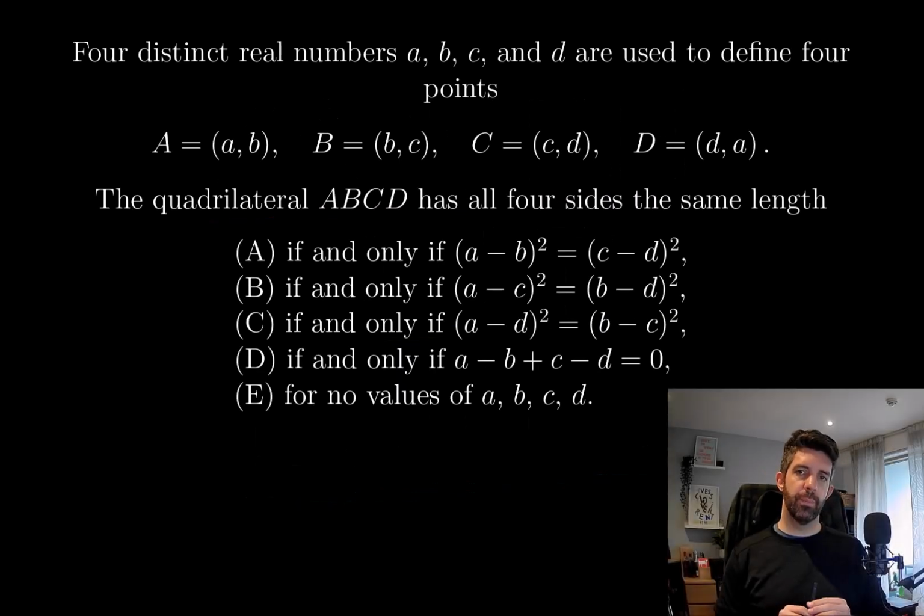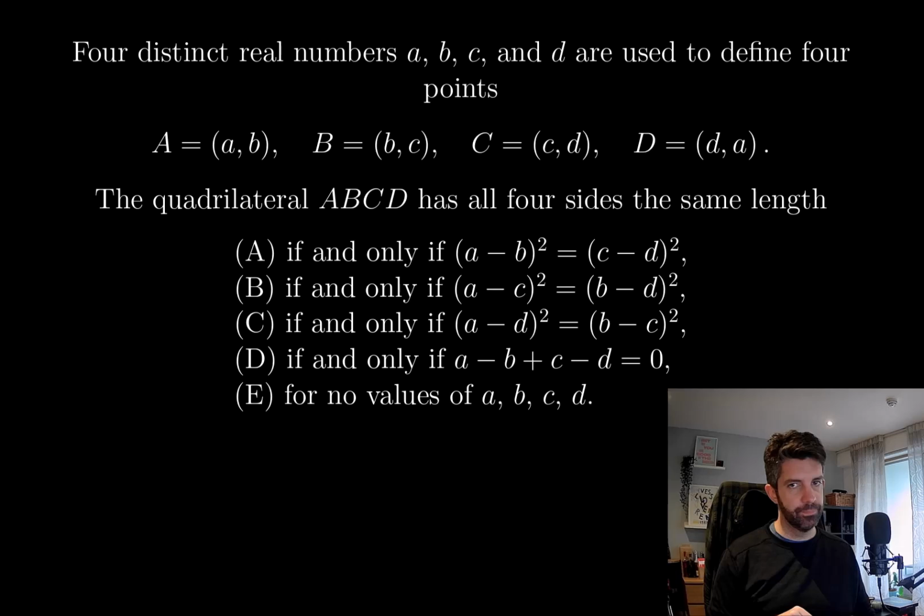Four distinct real numbers, a, b, c, and d, are used to define four pairs: AB, BC, CD, and DA. The quadrilateral ABCD has all four sides the same length if and only if one of these relations holds, or for no values of a, b, c, d. I wonder if it could be for no values. The quadrilateral has all four sides the same length.